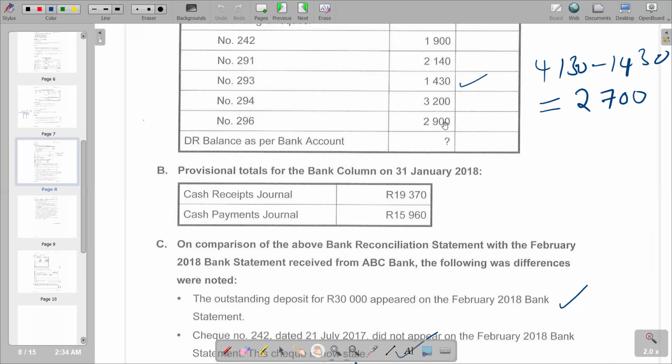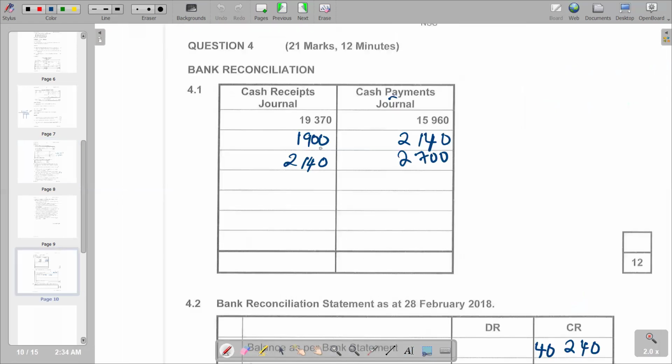So 2,900 has to go under cash receipts journal, and this doesn't affect our bank reconciliation statement because it's not there. So we do need to remove it since it's not already appearing on the bank statement. So we have got 2,900 under cash receipts journal.